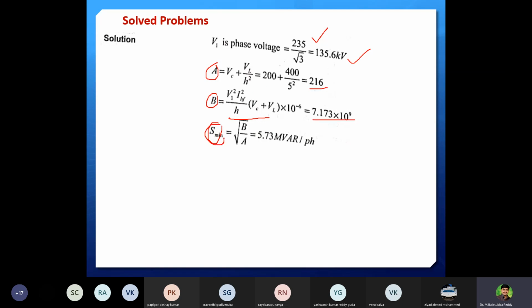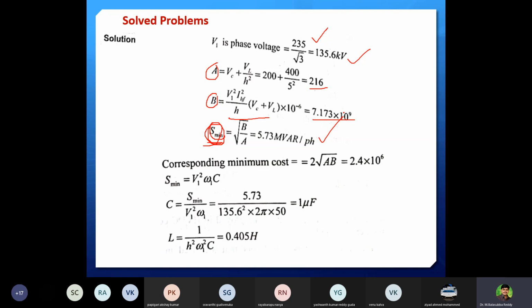So what is the S minimum? This is the minimum cost of the filter, the optimal size of the capacitor. S minimum is the square root of B by A, and we get 5.73 MVAR required per phase to get the minimum cost. The cost, already derived, is K minimum equal to 2 into root AB, and we get the cost here.